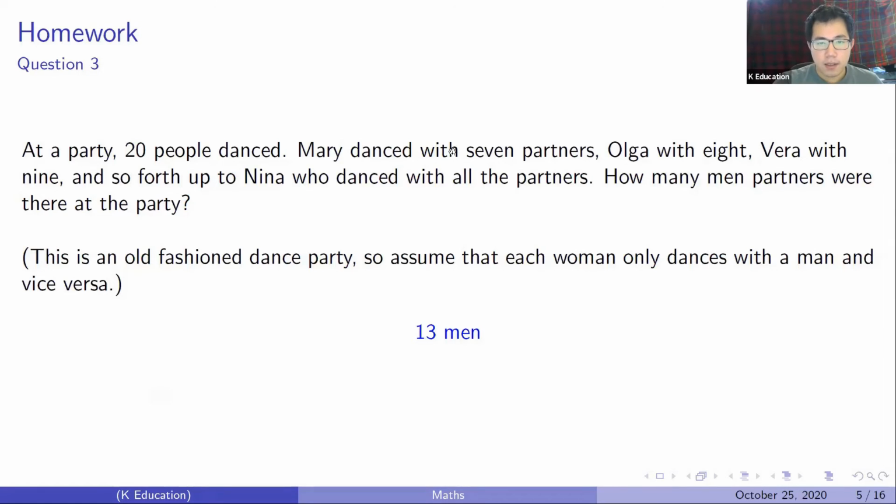I think someone had a really large value for the number of men, like over 20, right? If you have a party of 20 people, you can't have, for example, 100 men, right? So you should always check your answer with the question.